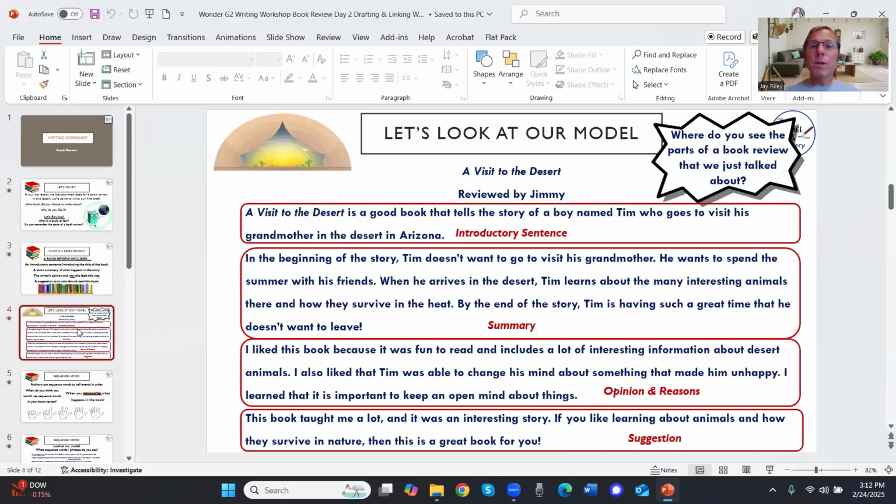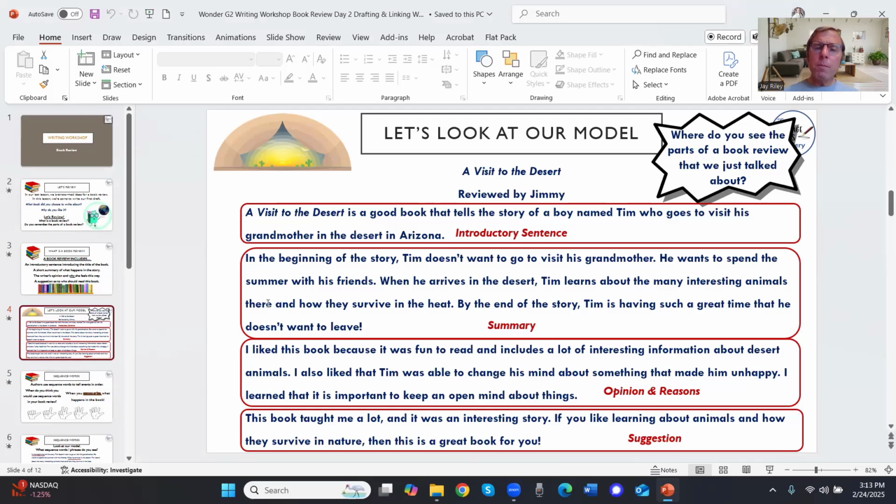And remember, we went over a mentor text in our last video. So we've got our introductory sentence where we're introducing the text. This particular text, we didn't know the author, and that's okay. We've got a short summary of the book. We've got the author's opinion. I like this book because they're giving reasons why, and we're going to talk about language for that today. And finally, they've got a suggestion. This book taught me a lot, and it was an interesting story. If you like learning about animals and how they survive in nature, then this is a great book for you.